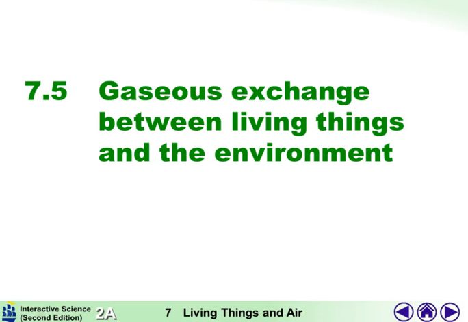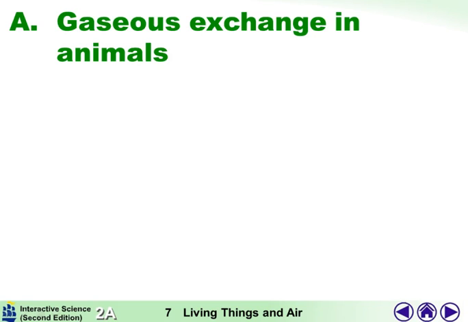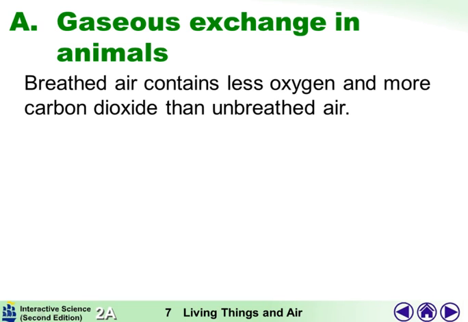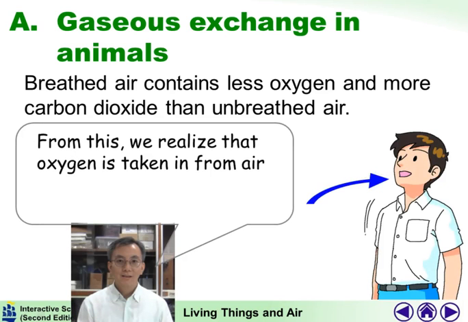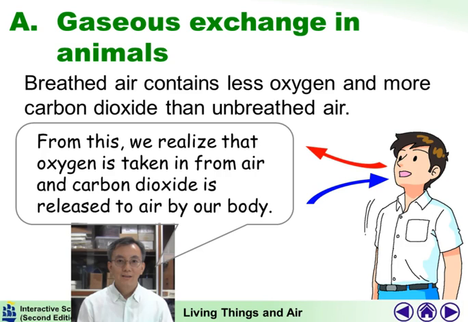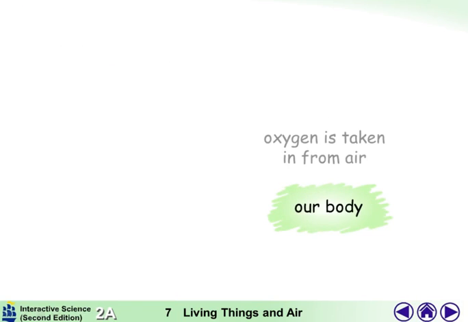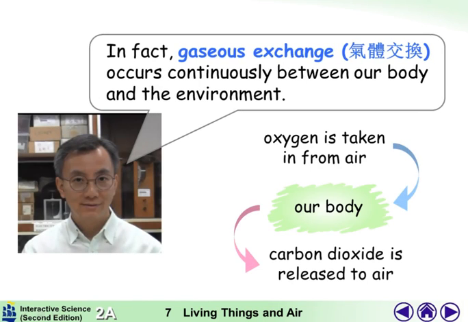Section 7.5. This part is talking about gaseous exchange between living things and the environment. Now, let's take a look at the animals. In section 7.2, you may know that breathed air contains less oxygen and more carbon dioxide than unbreathed air. So, from this, we know that oxygen is taken in from air, and carbon dioxide is released to air by our body. So, we take in oxygen and give out carbon dioxide.